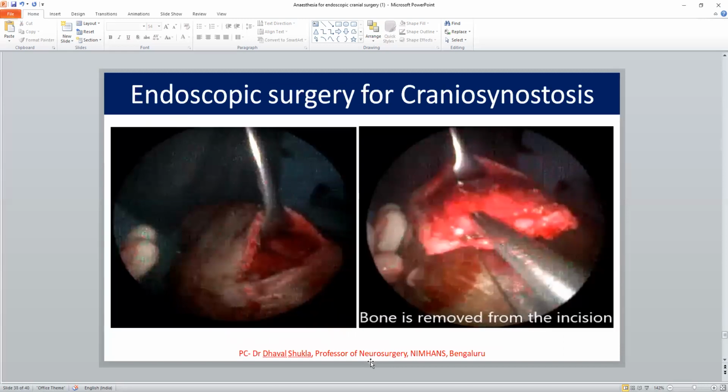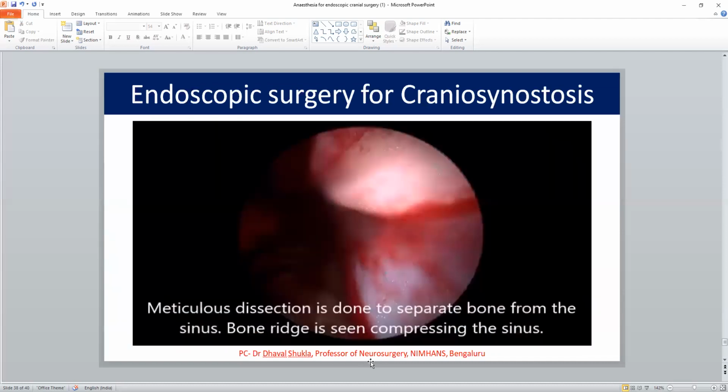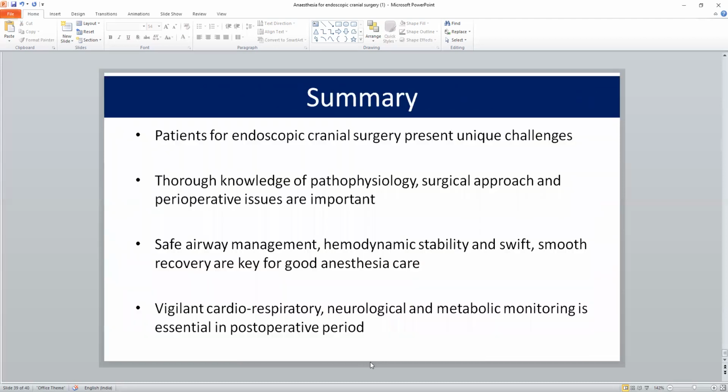So these are the two steps: the skin incision is performed and the bone is removed through the incision using an endoscope, with meticulous dissection to separate the bone from the sinus, which can otherwise result in excessive bleeding. I must thank here Dr. Dhaval Shukla, who has provided some of the images for this presentation.